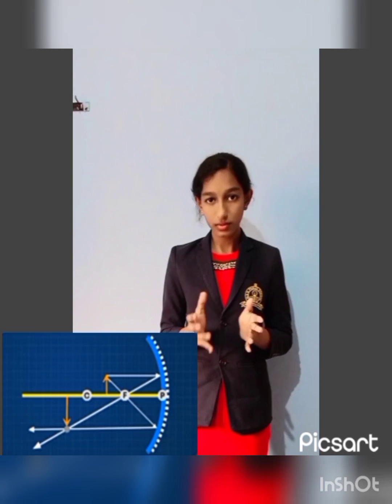and the ray which had moved through the focus after reflection will be parallel to the principal axis. So the intersection between these two rays will be near the center of curvature. So the image formed will be smaller than the real image. Now case 4. Here you take the object between the center of curvature and the focus.